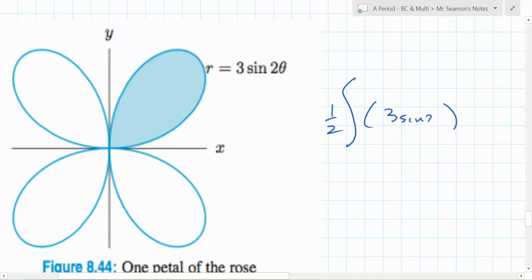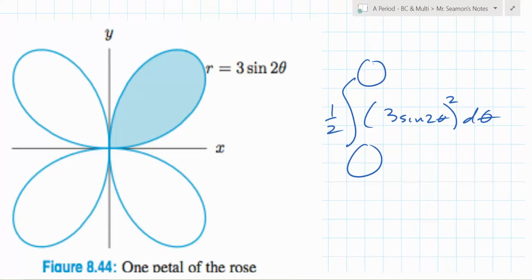3 sine 2 theta, squared, d theta. What's missing? The limits of integration. Now don't say it out loud. See if you can figure out the limits of integration on your own. Do that right now.